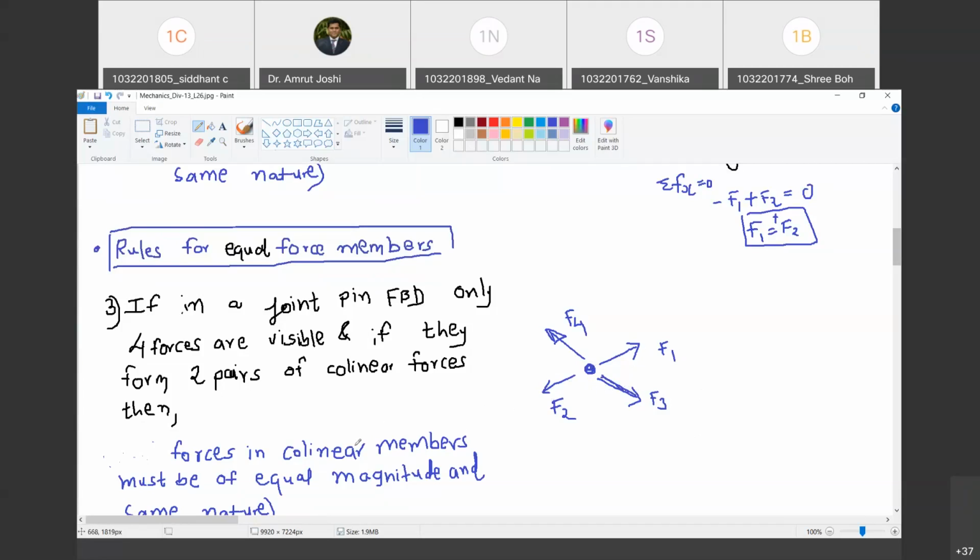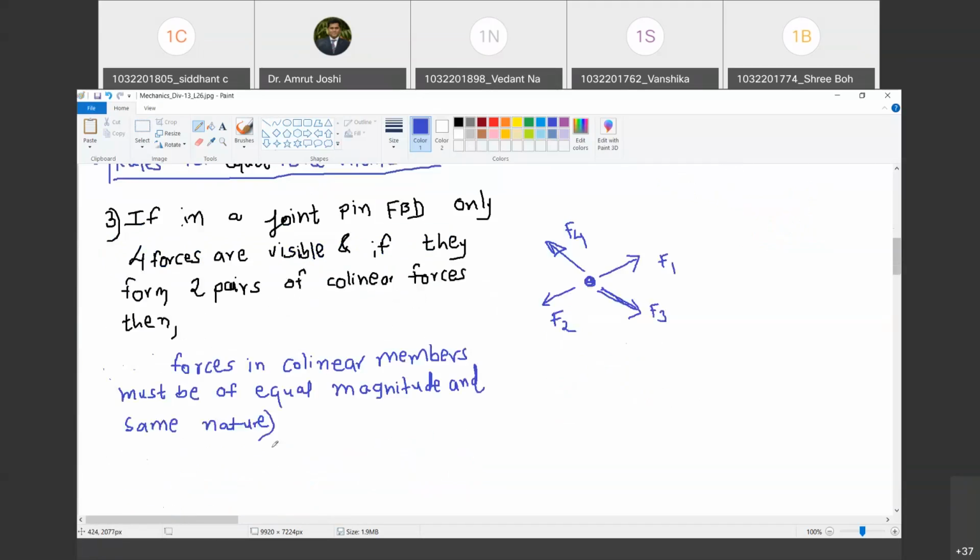So in that case, what is being said? Tell me. The forces in collinear members must be equal in magnitude and same in sense. So F1 must be equal to F2 and F3 must be equal to F4. Not only that, if F1 is tensile, F2 also is tensile. If F3 is compressive, F4 also will be compressive. Are you with me? Yes, sir. Now, how do we prove this?